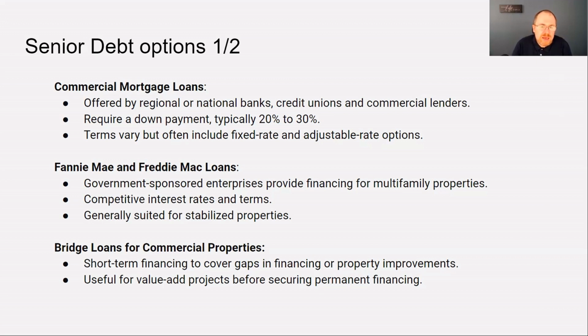Typically regional banks and credit unions are interesting. We're going to go a little bit deeper into some of the nuances in the next slides, but all the lenders are going to require a down payment of 20 to 30%. So there's no difference there with the rest, pretty much. There will be fixed rate or adjustable rate options.